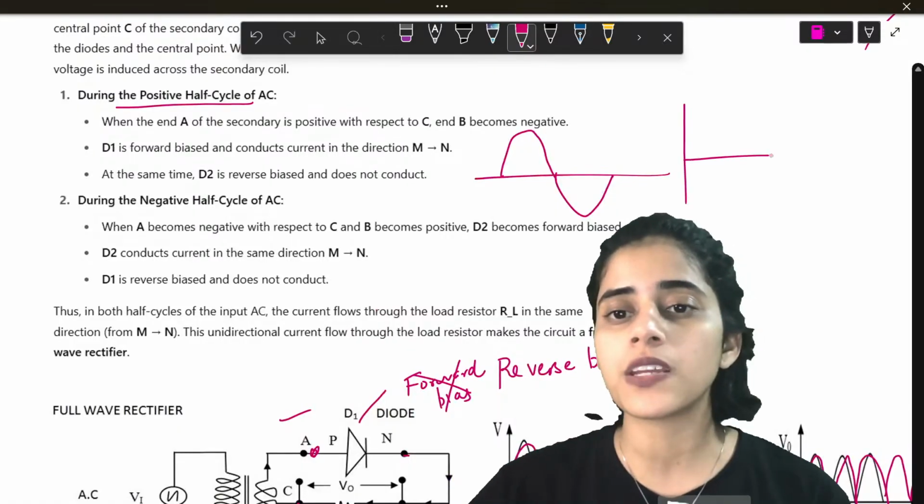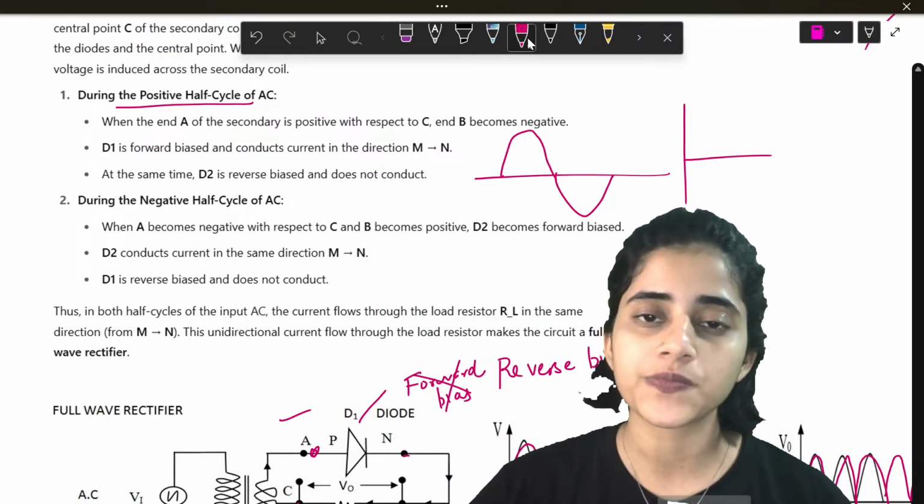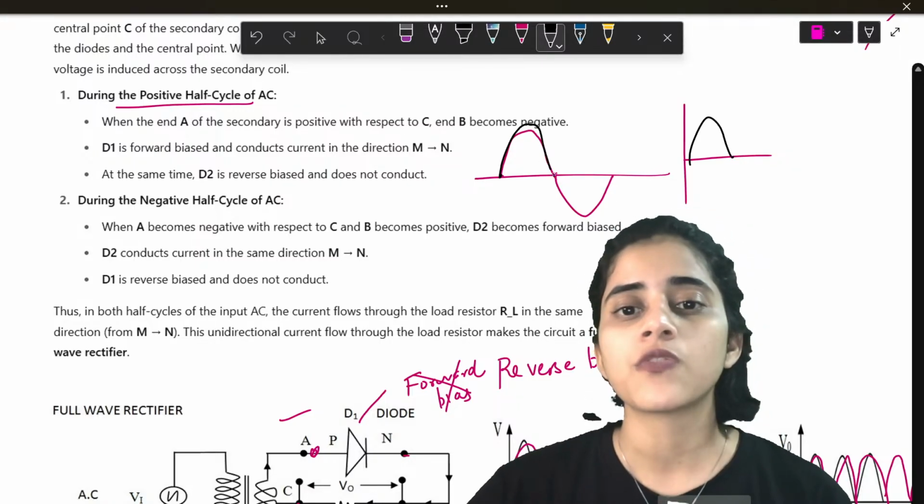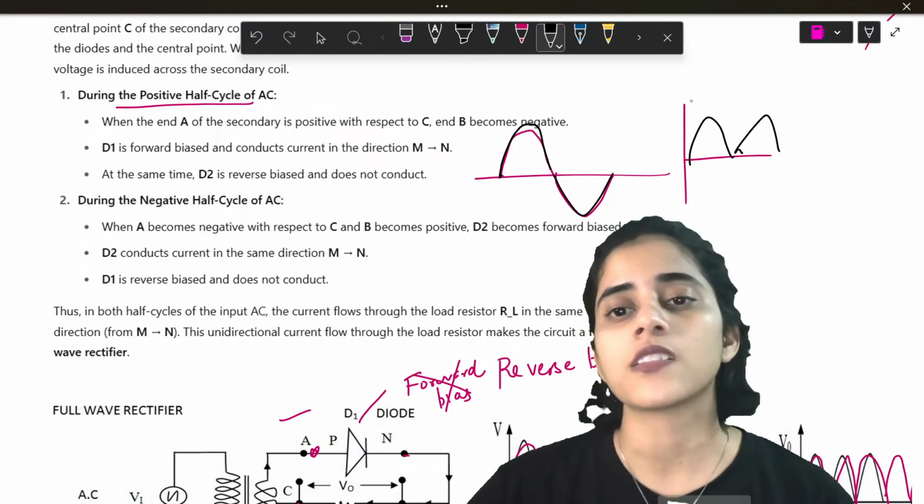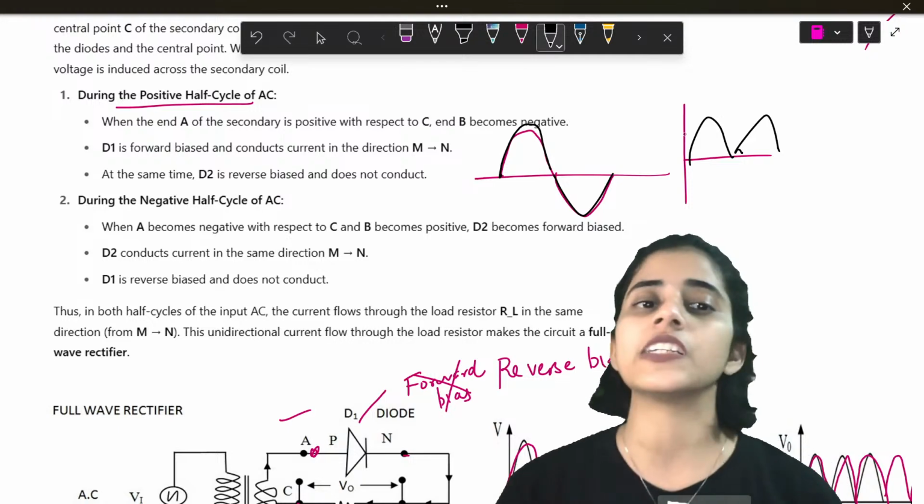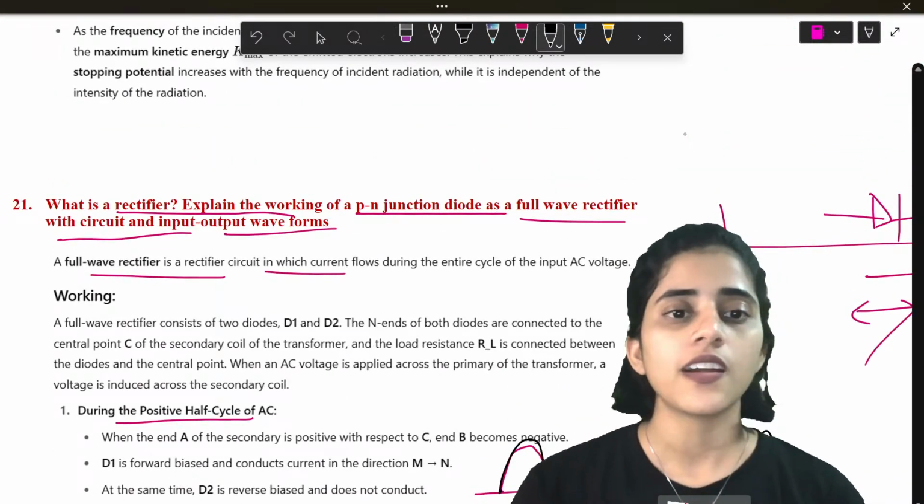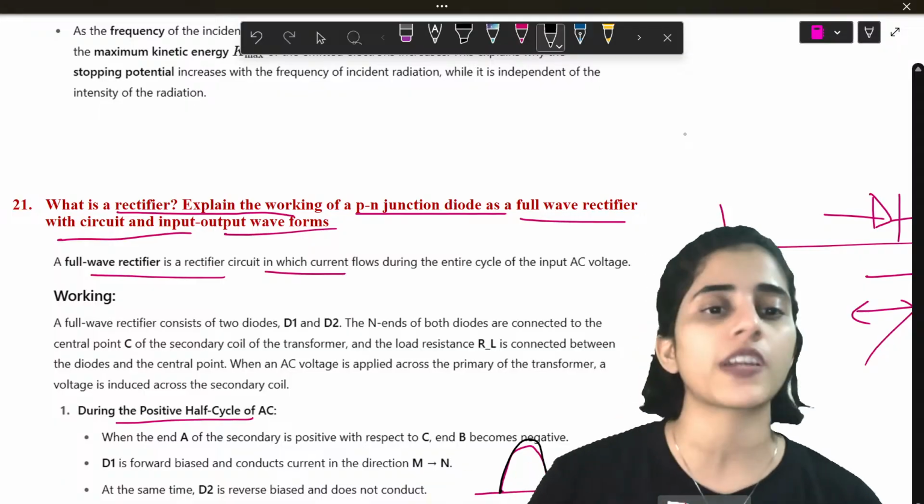So what will the output be for this? For this, the output will be this. For this, the output will be this. This is because of diodes D1 and D2. Okay. So this is for a rectifier, a full wave rectifier.